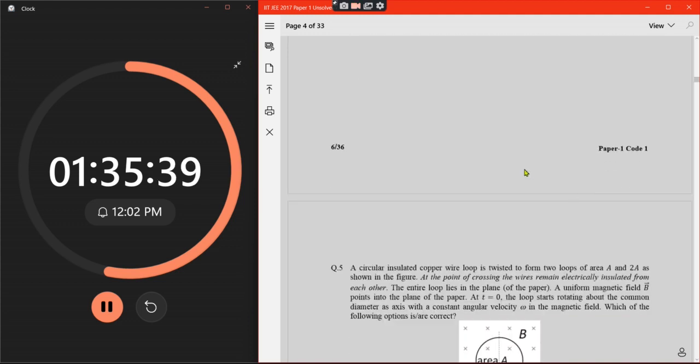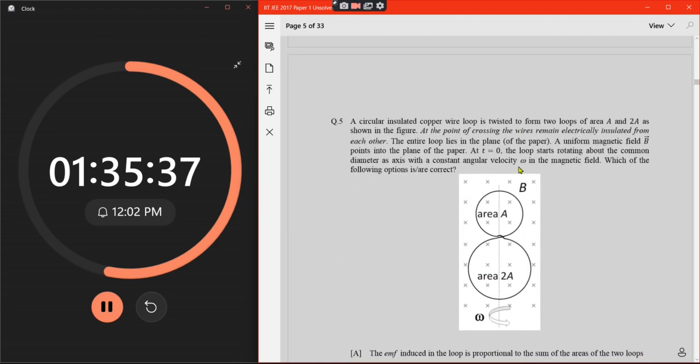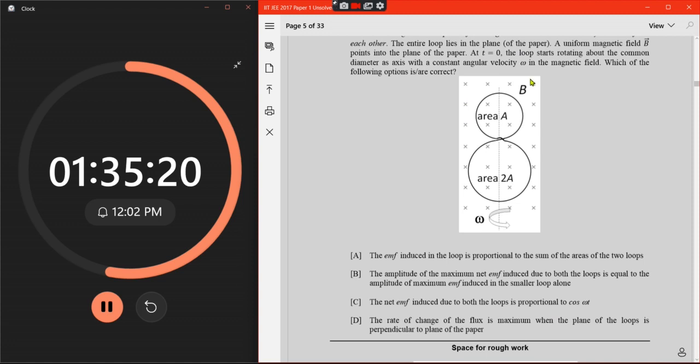Okay, next question. A circular insulated copper wire loop is twisted to form loops of area A and 2A as shown. At the point of crossing, the wires remain electrically insulated from each other. The entire loop is in the plane of paper. A uniform magnetic field B points into the plane of paper. At t equal to 0, the loop starts rotating about the common diameter as axis with a constant angular velocity omega in the magnetic field. So the following options are correct. So it's moving like this.